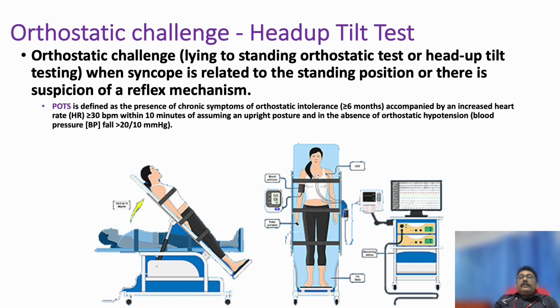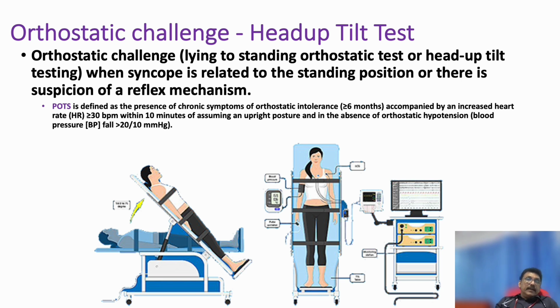And another important investigation which can be done in patients who are having postural orthostatic hypotension, postural orthostatic tachycardia syndrome, and postural hypotension, and patients who are having autonomic dysfunction. All these things you can investigate with a very good test, that is the head up tilt test. You can see here the patient is lying down. The machine will tilt the patient up. Head will be up.